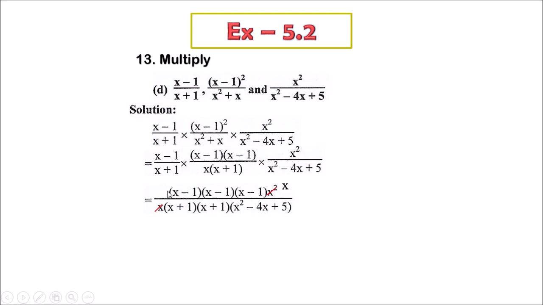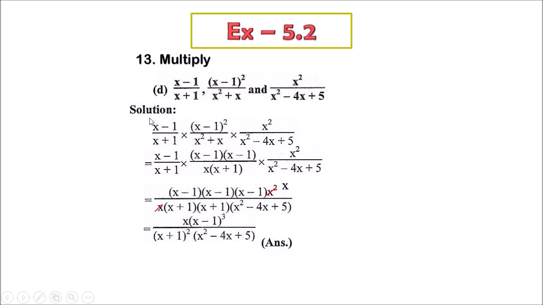In short, x minus 1, x minus 1, x minus 1, so we will write x minus 1 whole cube, and in front of it x. And here x plus 1, x plus 1, if I multiply we will get x plus 1 whole square. Finally we get this one, so that is your answer. I think you understand, it's not very difficult.